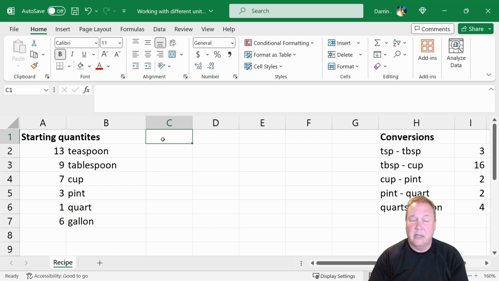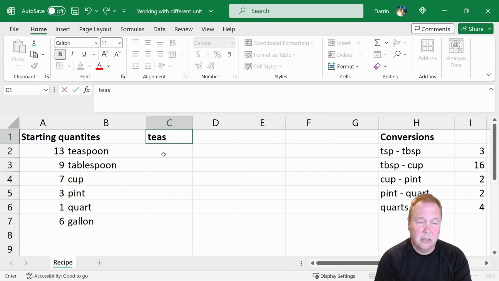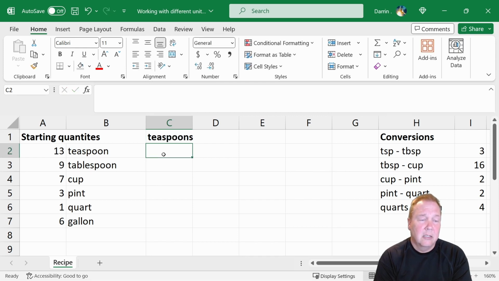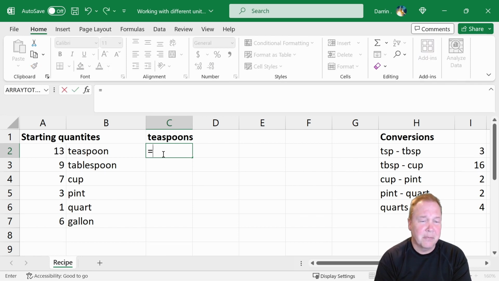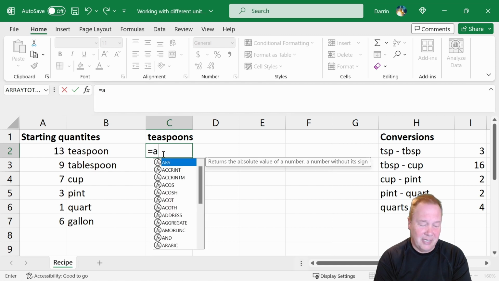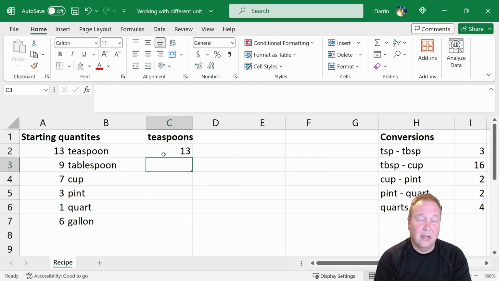So let's go ahead and convert these over. How do we do this? Well, it's pretty simple, really. We're going to do a header here, teaspoons. So how many teaspoons are in 13 teaspoons? This one starts easy, it gets harder. Equals A2. Okay, hey, great, we've got 13 teaspoons, we're all set.